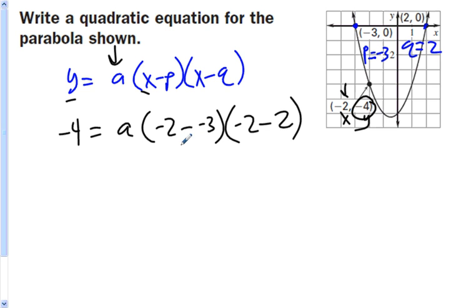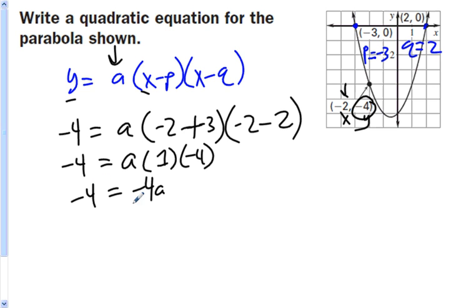So let's simplify inside the parentheses here. I have -2 minus a -3. So minus minus becomes plus, and then -2 plus 3 is 1. Then I've got -2 minus 2, which gives me a -4. So -4 times 1 is -4 times a is -4a is equal to -4. Divide both sides by -4, and you'll get an a value that is equal to +1.